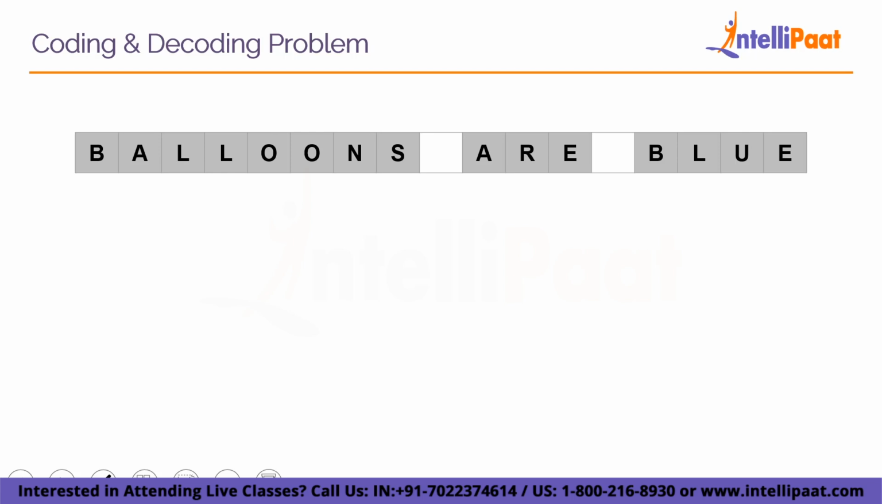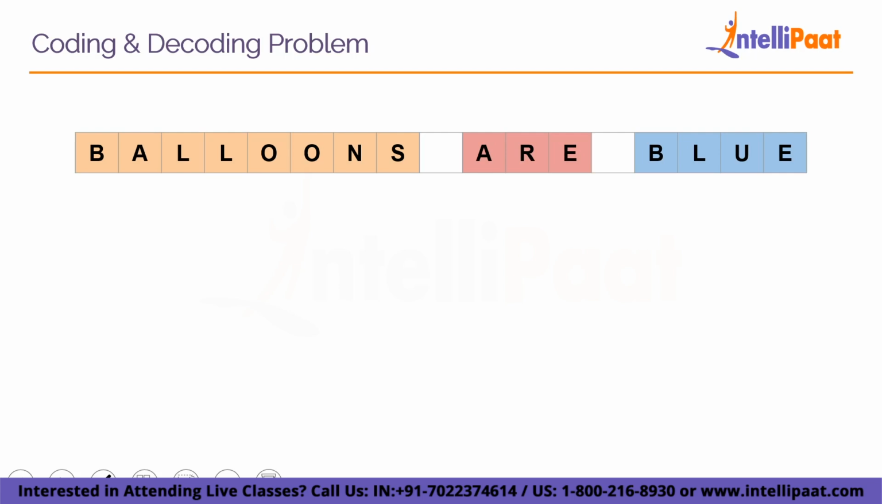In the question, it is given that "balloons are blue" is coded in this numeric format, that is 834. By simply seeing this, you will get an idea of what pattern this is following. Now what I have done here is divide all the words in different colors. Just calculate all the letters present in each word.